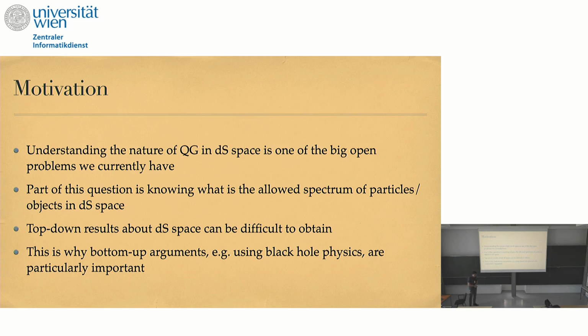Understanding the nature of quantum gravity in de Sitter remains a big important problem in our field. Part of this problem is understanding the spectrum of objects that can appear in de Sitter, which means understanding what sort of particles, strings, branes, and their charges we can get in a de Sitter quantum gravity. Because we're talking about de Sitter, top-down results can sometimes be difficult to come by. This is why bottom-up arguments, for example using black hole physics, can play an especially important role, and this is the path that we will take in this talk.